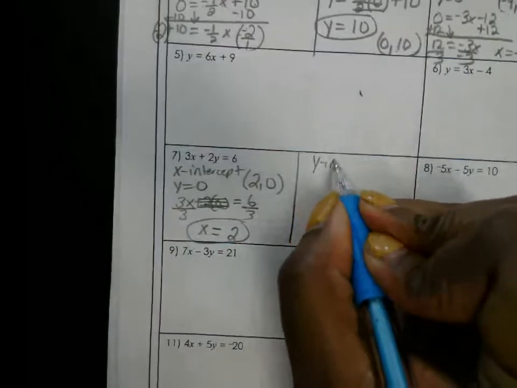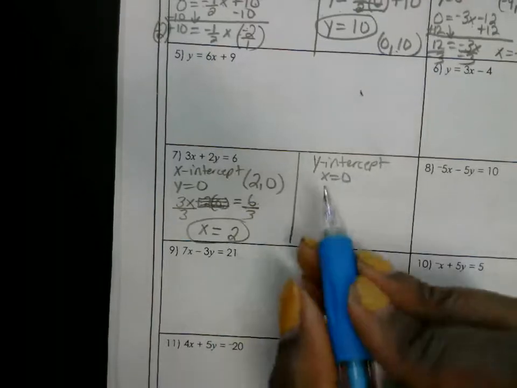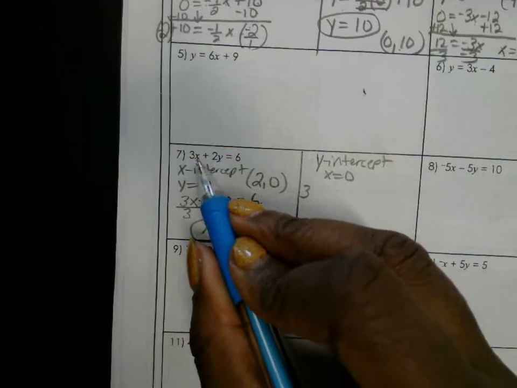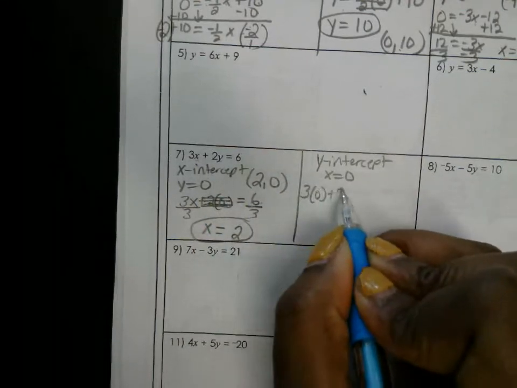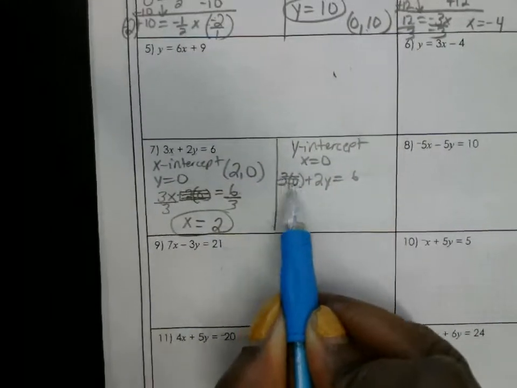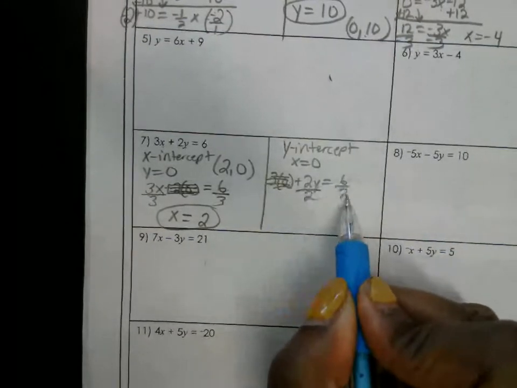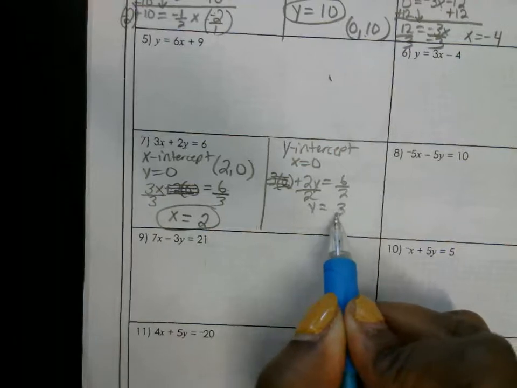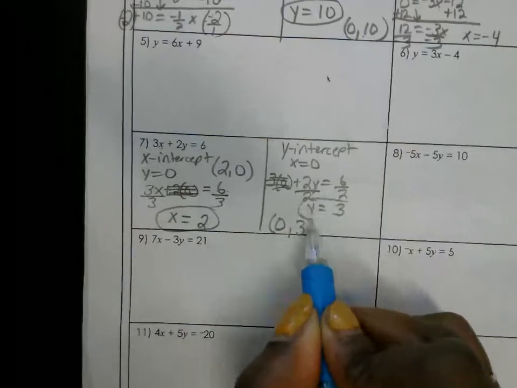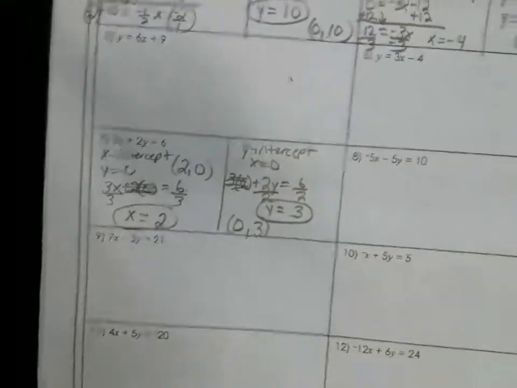Let's do your y-intercept. Remember, when you're finding the y-intercept, x is equal to 0. So plug in 0 for x. So we got 3. You see right here, that's x. So it's 3 times 0 plus 2y is equal to 6. 3 times 0, that's going to be 0. To get y by itself, divide both sides by a positive 2. Y is equal to 3. So the ordered pair is going to be 0, 3. That's your y-intercept, 0, 3. Okay? Y is equal to 3.